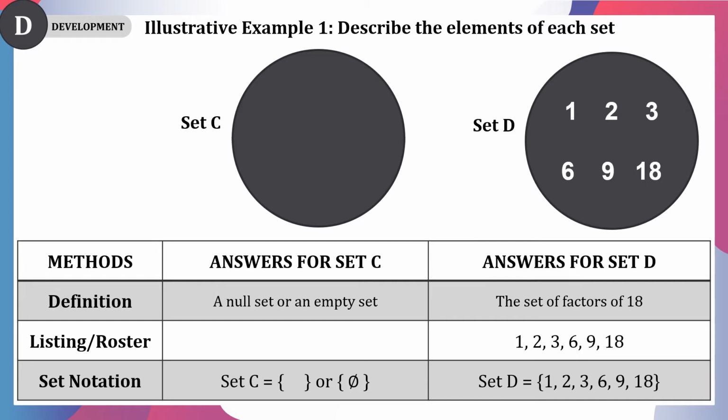Example, set D. By definition, it is the set of factors of 18. By listing or roster method, we have 1, 2, 3, 6, 9, and 18. By set notation, we have set D is equal to open brace 1, 2, 3, 6, 9, 18, close brace.